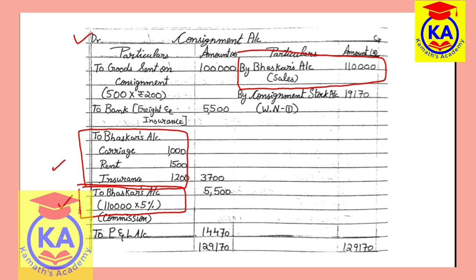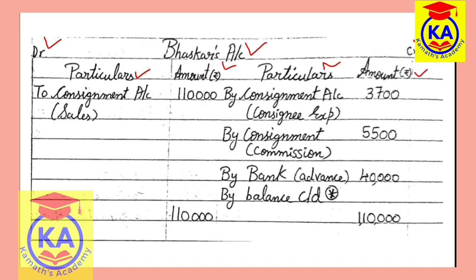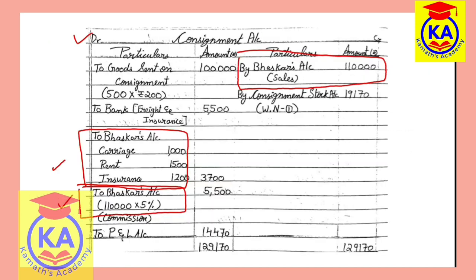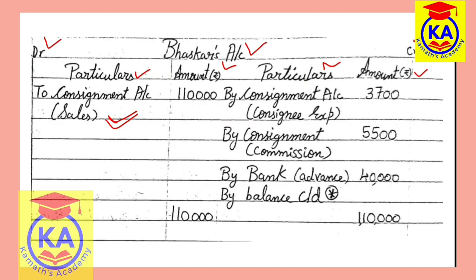So when we prepare Bhaskar's account to consignment account, this was from the credit side of the consignment account. See, credit side of consignment account 1,10,000 by Bhaskar's account sales. So in Bhaskar's account, it will be to consignment account, bracket sales, 1,10,000 rupees.